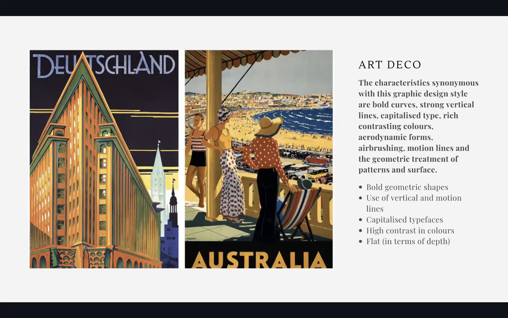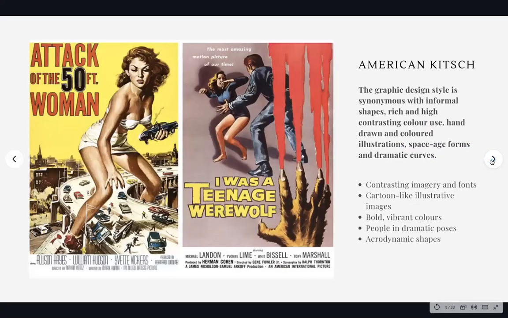So bold geometric shapes, use of vertical and motion lines, capitalized typefaces, high contrast in colors, and they are usually flat in terms of depth, okay? So that's what the Art Deco style looks like, all right?